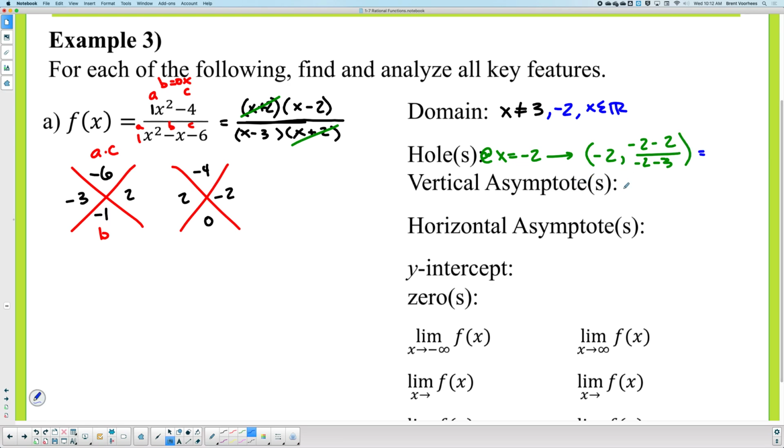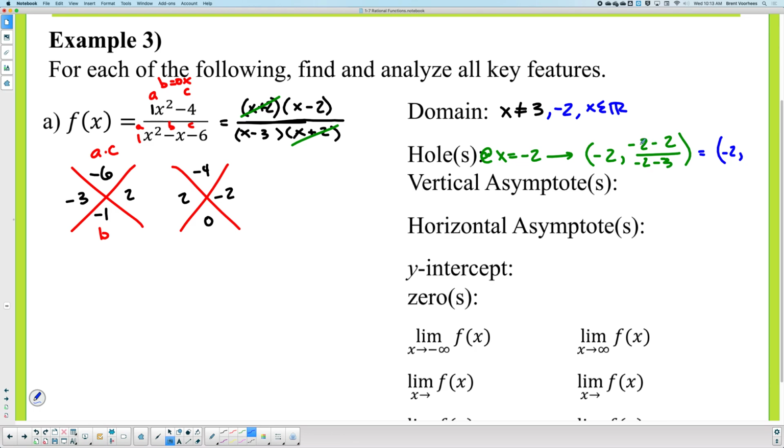Wait. Okay, so I don't want to go too fast here. Why do we know the hole's at negative 2? We called this a removable discontinuity earlier because you remove it from the problem. That's why it's called removable. So we know it's at negative 2. So what you do is you plug the negative 2 into the remaining equation to find out what the y value is. And so now I'll simplify and we'll have our final point.